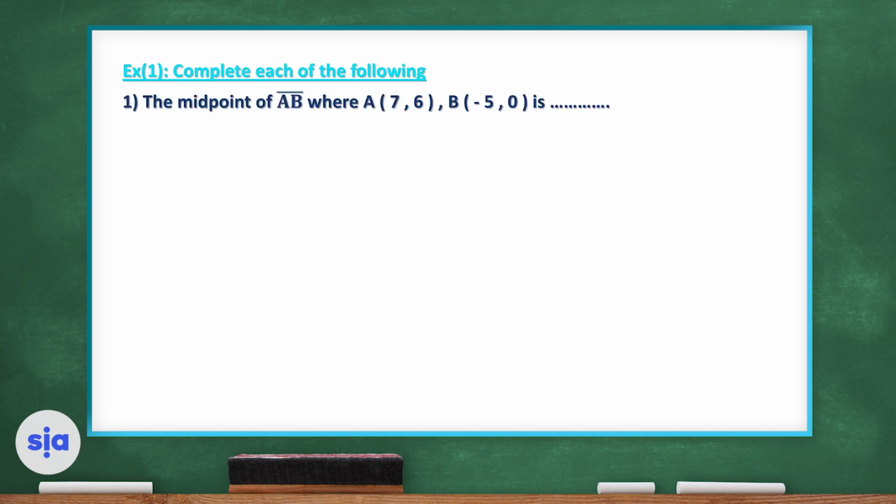Let's now go and check example 1. Example 1, it says, complete each of the following. The midpoint of AB, where A has coordinates 7 and 6, and B has coordinates -5 and 0 is what? Let's now solve it. As we said, we get the 2 values of x plus each other over 2 and the 2 values of y plus each other over 2. Then the coordinates of the midpoint in this case will be 1 and 3.